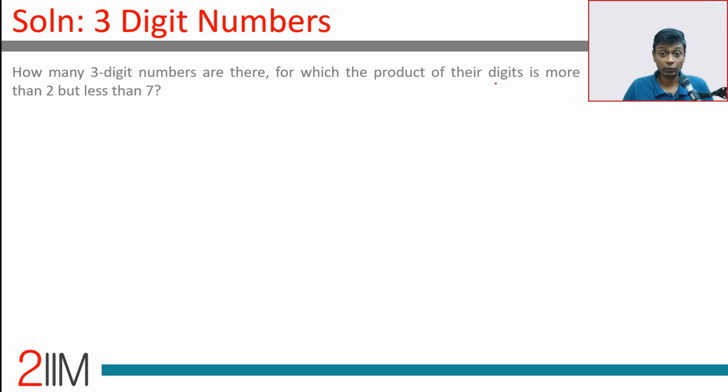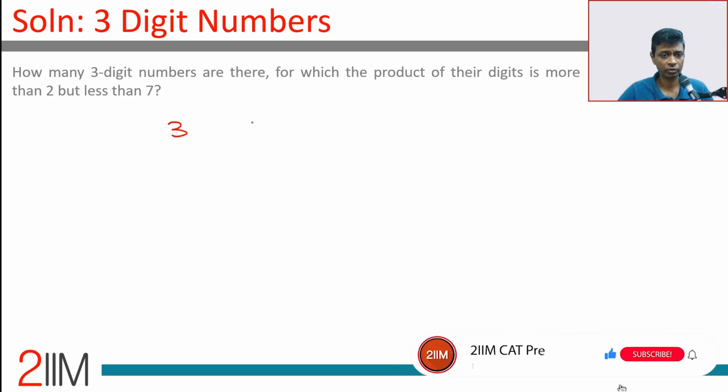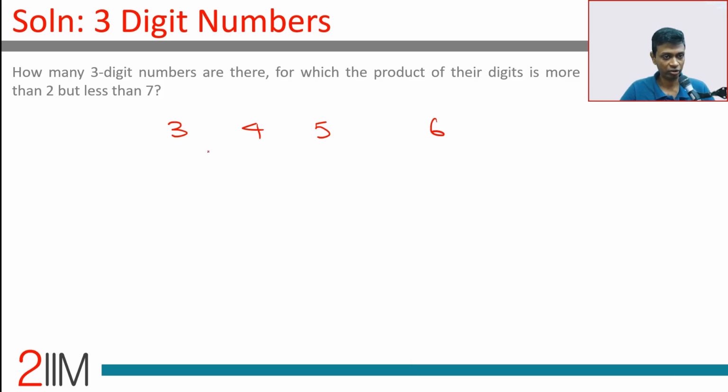How many 3-digit numbers are there for which the product of their digits is more than 2 but less than 7? More than 2 could be 3, 4, 5, 6. Product is 3. 1 into 3 is 3. So it has to be 113. So 113 could be 131, 311.